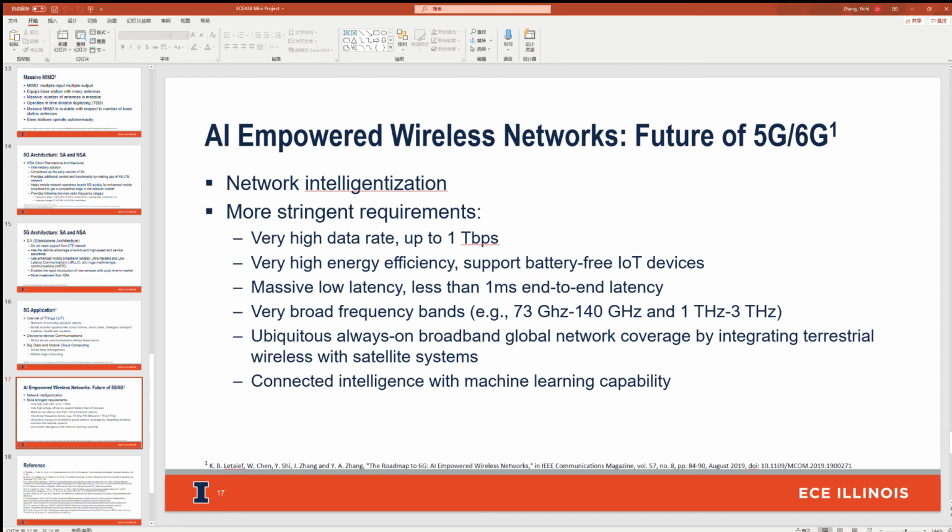Next will be the very broad frequency band, for example, from 73 gigahertz to 140 gigahertz, and from 1 terahertz to 3 terahertz. Next requirement would be the ubiquitous always-on broadband global network coverage by integrating wireless with satellite systems. And last will be the connected intelligence with machine learning capabilities.